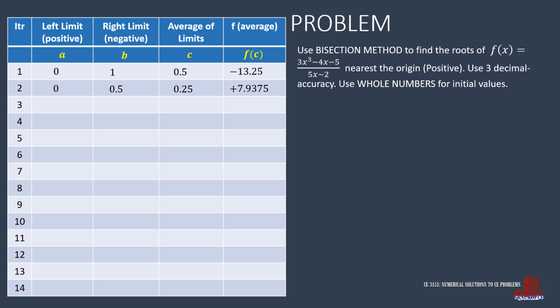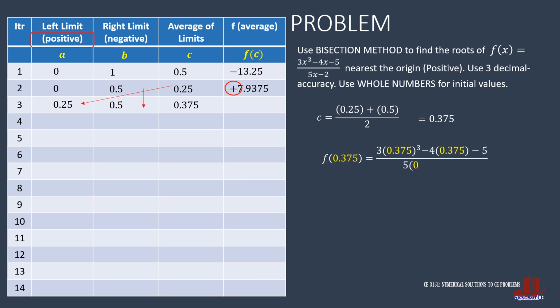For the third iteration, we start by checking that the previous f of c is positive. So c replaces the left limit, and b would still be 0.5. Their average is then computed as 0.25 plus 0.5 all over 2, which gives 0.375. Have this average in the function, and 3 of 0.375 cubed minus 4 of 0.375 minus 5, all upon 5 of 0.375 minus 2, results in positive 50.7344.